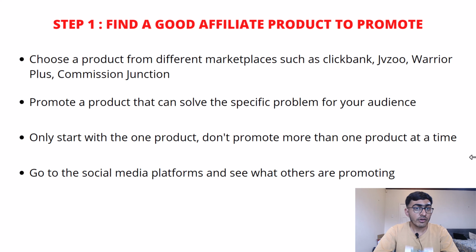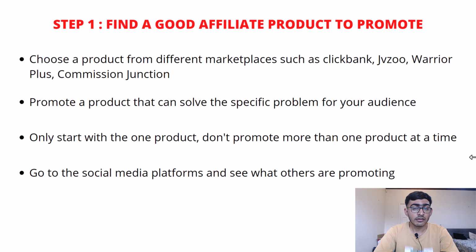And if you are a new affiliate marketer, then I recommend you start with only one product. Don't promote more than one product at a time. So you need to start with one good product and build your funnel and email automation according to that product. And if you want to promote lots of products, then you can promote them at the back end, but not in the front end. You just need to focus on promoting one product in the front end.